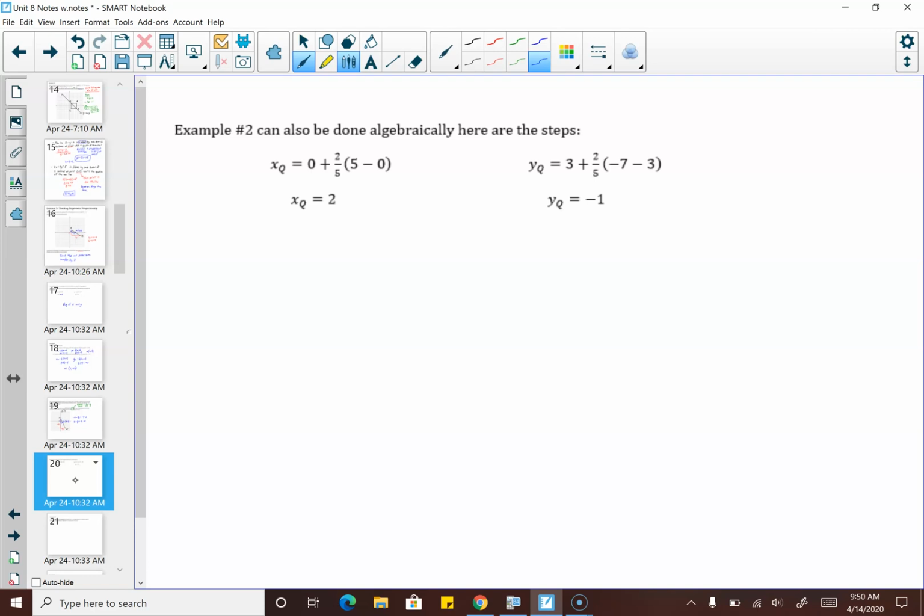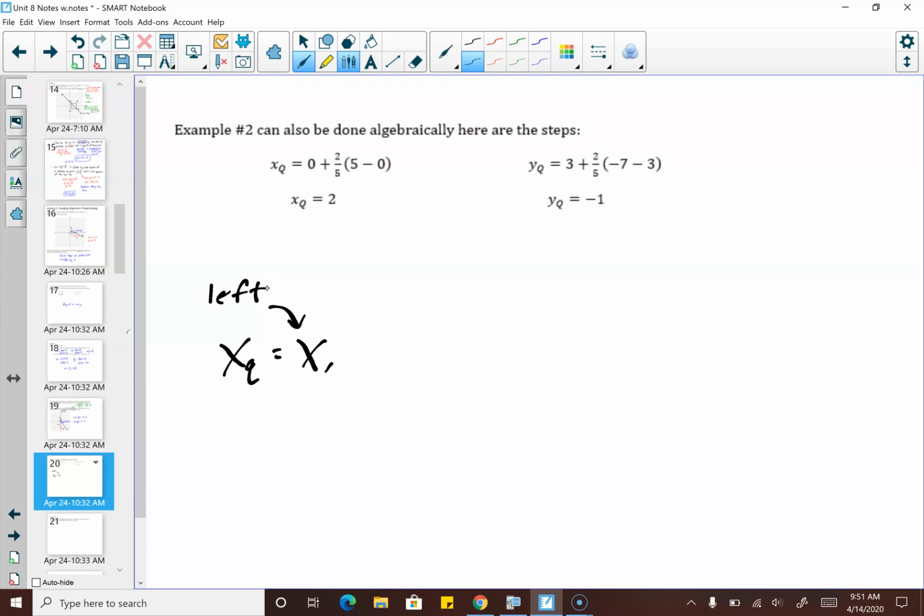Now, just like with the midpoint, there's an algebraic way to do it. So it says xq equals 0 plus 2/5 times (5 minus 0), and that gave us the coordinate of 2. And then yq was 3 plus 2/5 times (-7 minus 3). So here is basically what the formula looks like, and I'll use xq just to stay consistent. So it's x1. Now the key is with x1, it's always the point that's furthest to the left.